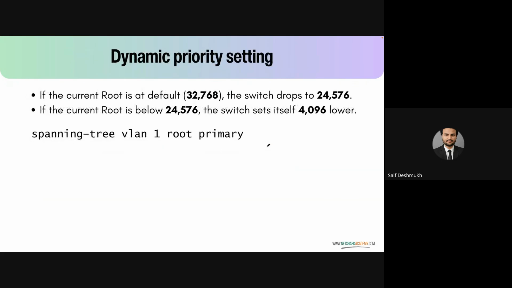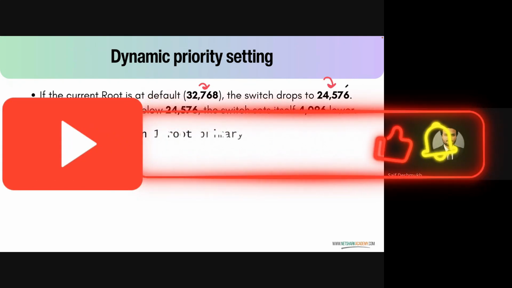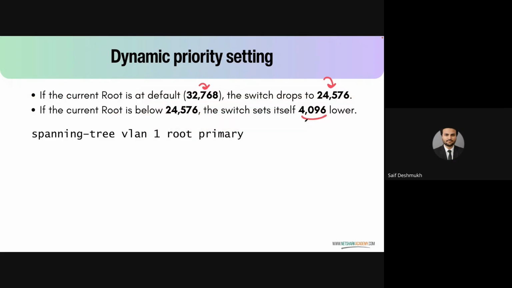What happens here is that if the priority is set to 32768, which is the default, it will drop down to 24,000 some change. If the root priority is below 24,000, it will switch itself to 4096. This is something that is dynamically selected, but selecting primary.